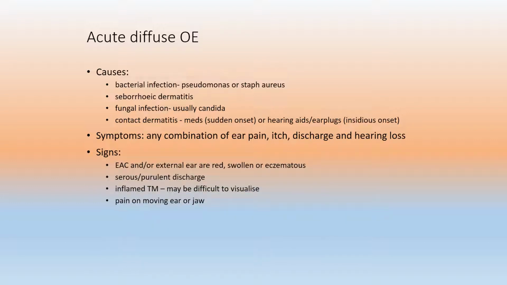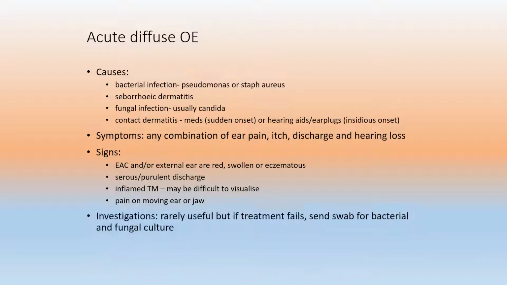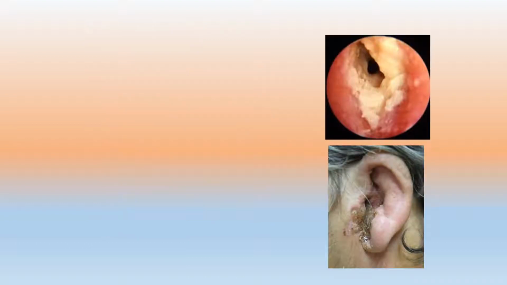Signs: the external auditory canal and external ear are red, swollen, eczematous. Serous, prolonged discharge. The inflamed tympanic membrane may be diffuse and difficult to visualize. Pain on moving the ear or jaw. Investigation: rarely useful, but if treatment fails, send a swab for bacterial and fungal culture. You can see in the diagram.